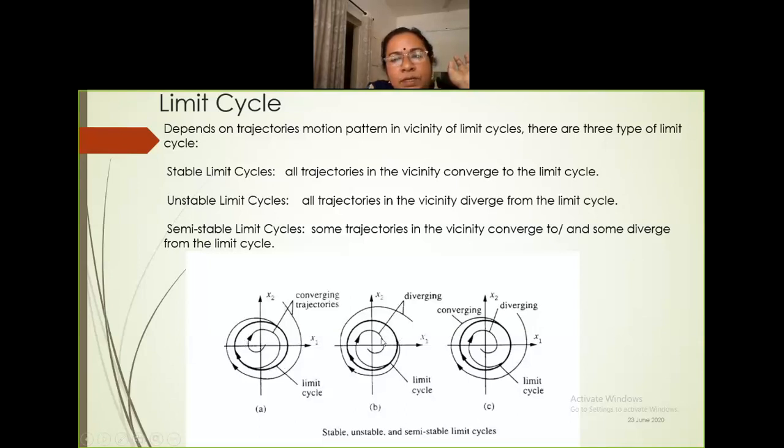Then in this case, figure B, take the closed path limit cycle. This closed path is a limit cycle. Then take the nearby trajectories. One trajectory is going away and the other one is also diverging. So this one is unstable. And in this one, this trajectory is diverging. The other nearby trajectory is converging. That is why it is a semi-stable limit cycle.